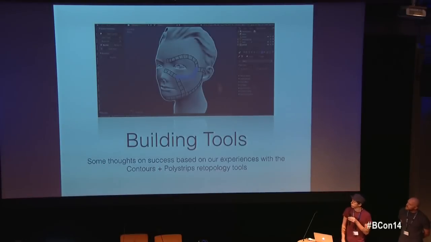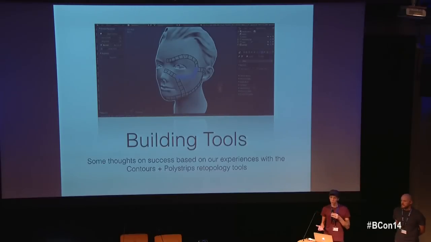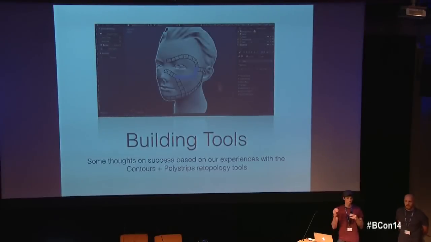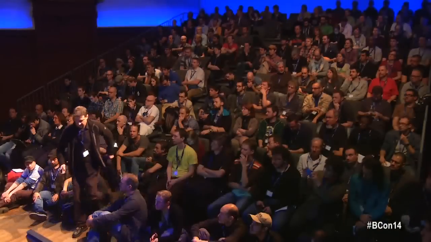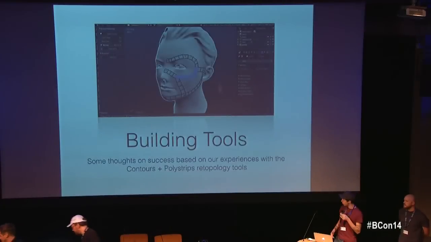Okay, so some very quick background. We're going to base this on the experience that we've had through building what are called Contours and Polystrips, which are two add-ons that we've built over the last year and a half, 2 years, I think. They're retopology add-ons for Blender. If you don't know what retopology is, don't worry. Basically it's recreating a mesh's surface for clean, optimal mesh flow.